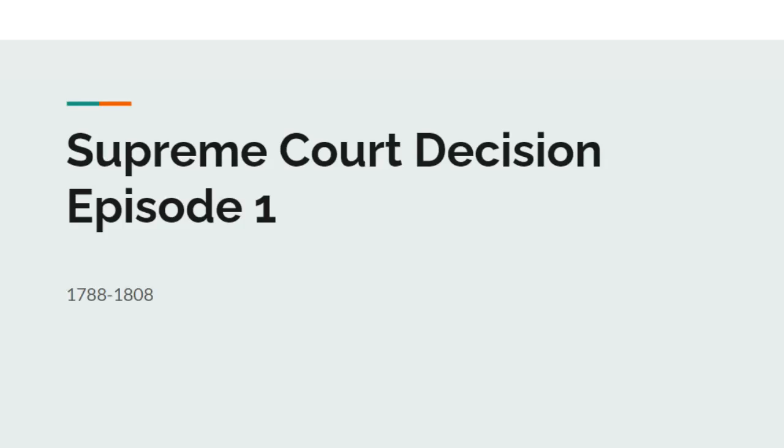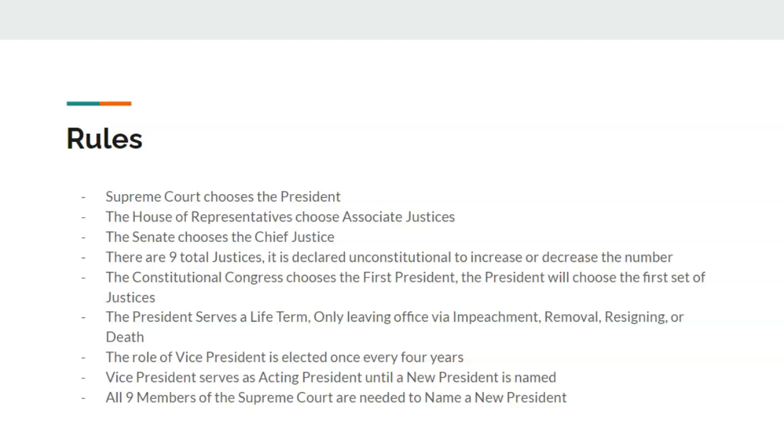Today we're doing the Supreme Court Decision Timeline, Episode 1. So what is the Supreme Court Decision Timeline? Well, in this timeline, the Supreme Court chooses the President, and there are some added rules to the Constitution in this timeline. The first one is that the Supreme Court chooses the President, that we've already established that. The second rule, the House of Representatives will choose Associate Justices, while the Senate will choose the Chief Justice.